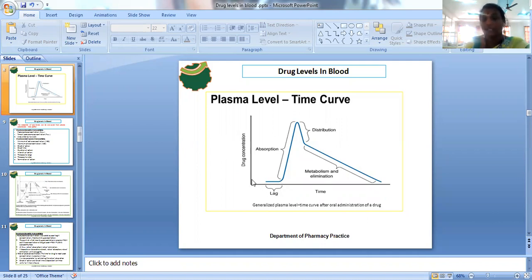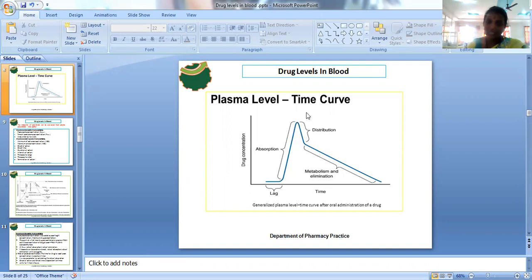Once some time proceeds, the concentration of the drug in the body slowly increases. When the maximum point, the Cmax, arrives, the plasma concentration time profile starts declining. Once it attains distribution equilibrium, it is followed by the elimination step, which is metabolism as well as excretion.